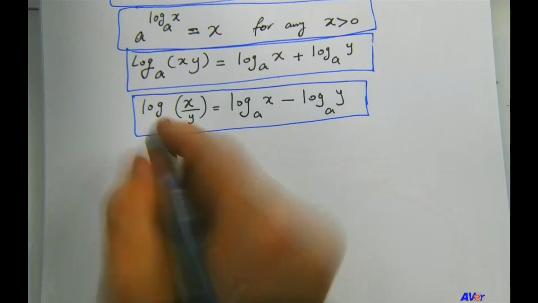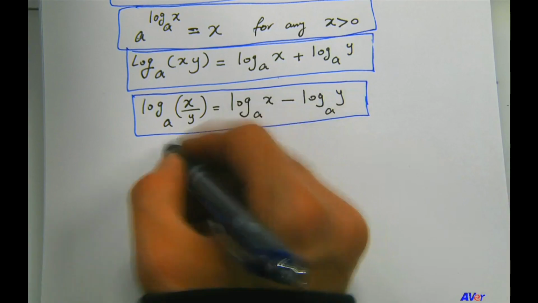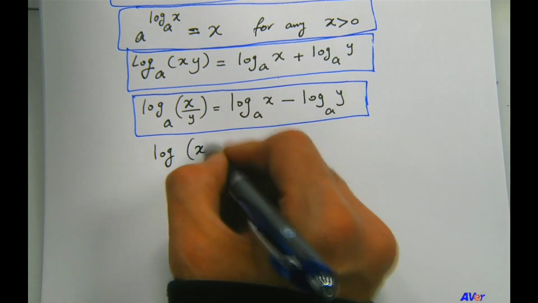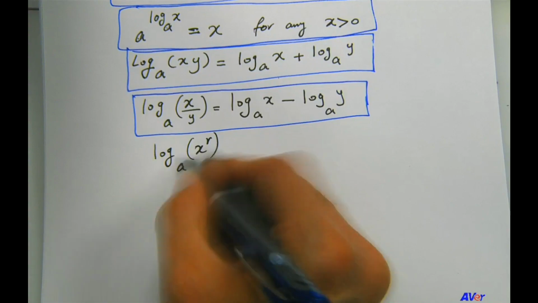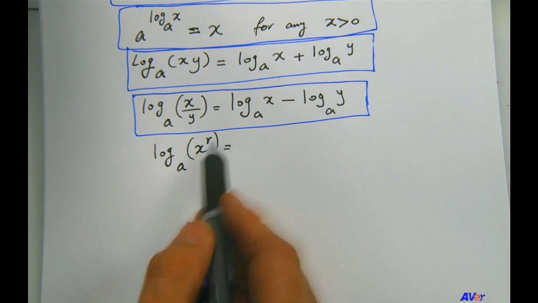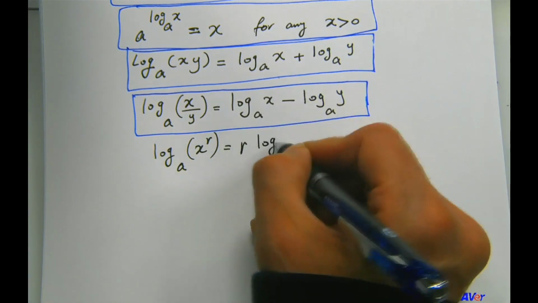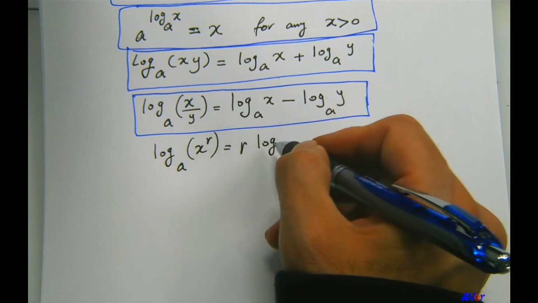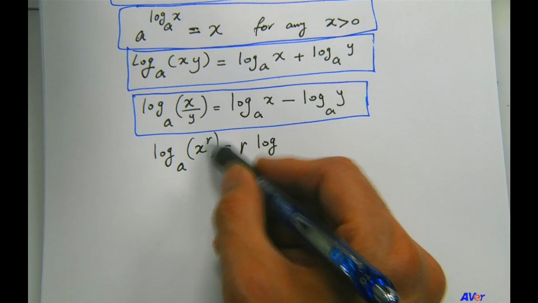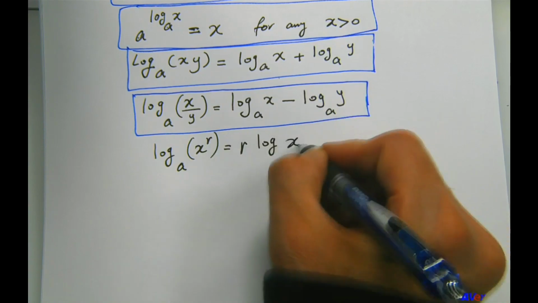And then, of course, not last, but somewhere in the middle, this is a very important property. So log of x to the r to base a, here we can simply bring this r down and in front. We can use this technique a lot when we solve for the variable that is in the exponent. So r times log of x to base a.